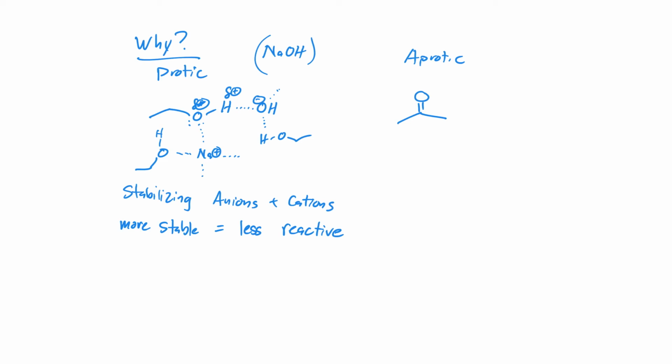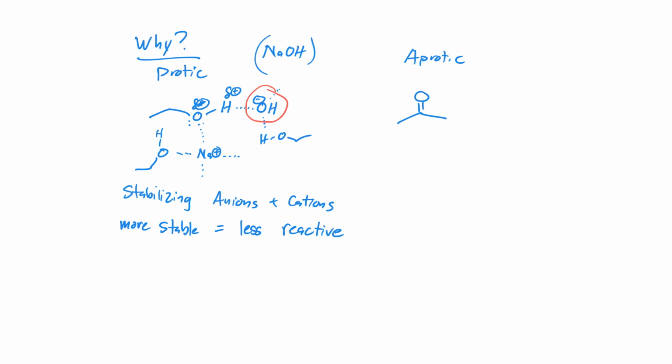So this polar protic solvent that I've drawn up here, this ethanol, is stabilizing both the OH-, making it less reactive, and it's stabilizing the Na+, which in a substitution reaction, the cation typically is not that important, it's just along to balance the charge. The important part here is that we are stabilizing the OH-.